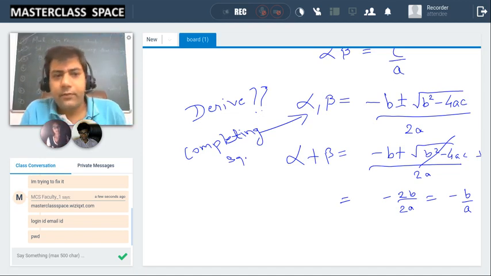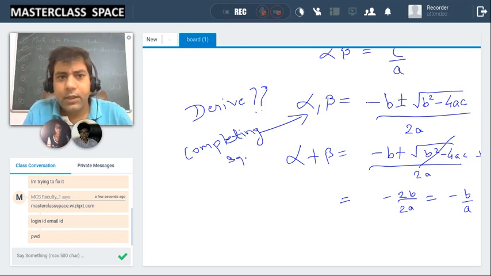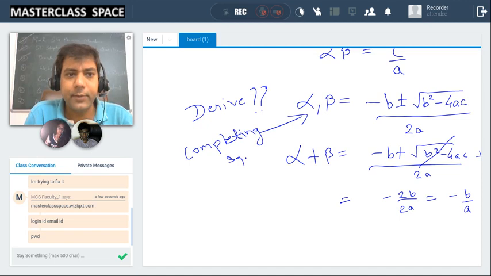Okay. Weber, do you know this completing square method? I think so, I don't remember. Okay, I'll give you a bit of a hint. What do you do with ax square plus bx plus c? You divide the whole equation by the coefficient of x square, which is a. So it will be x square plus b by a x plus c by a equal to 0. Okay, this becomes the equation.